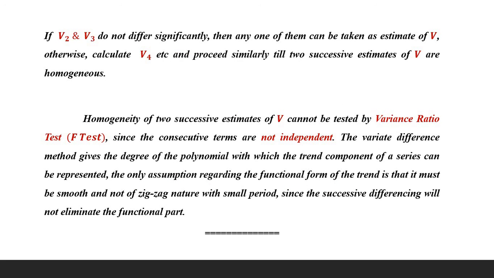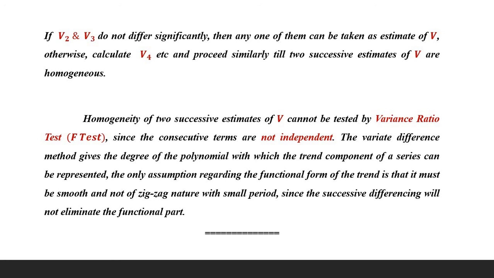So if V2 and V3 do not differ significantly, then any one of them can be taken as estimate of V. Otherwise, we have to go for calculating V4, etc., and proceed similarly till two successive estimates of V are homogeneous. Homogeneity of two successive estimates of V cannot be tested by variance ratio test, that is the F test, because the consecutive terms are not independent.